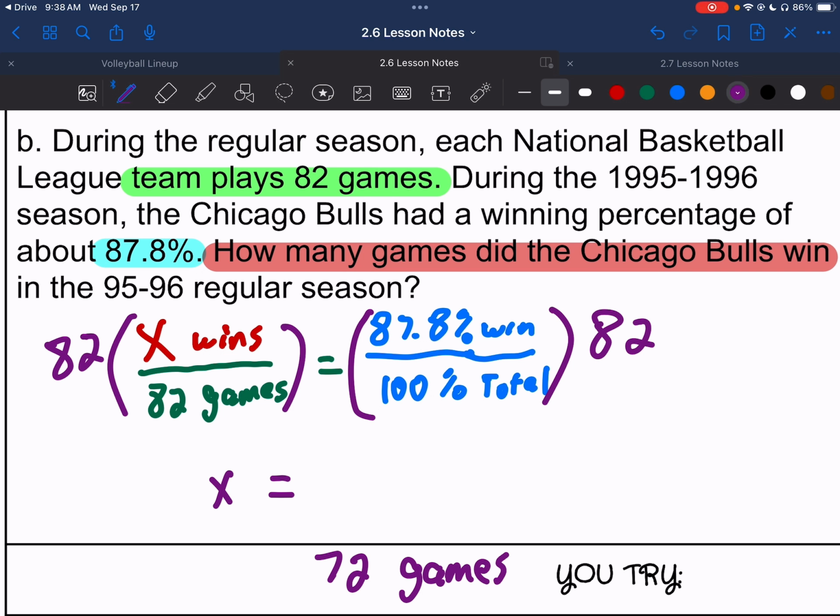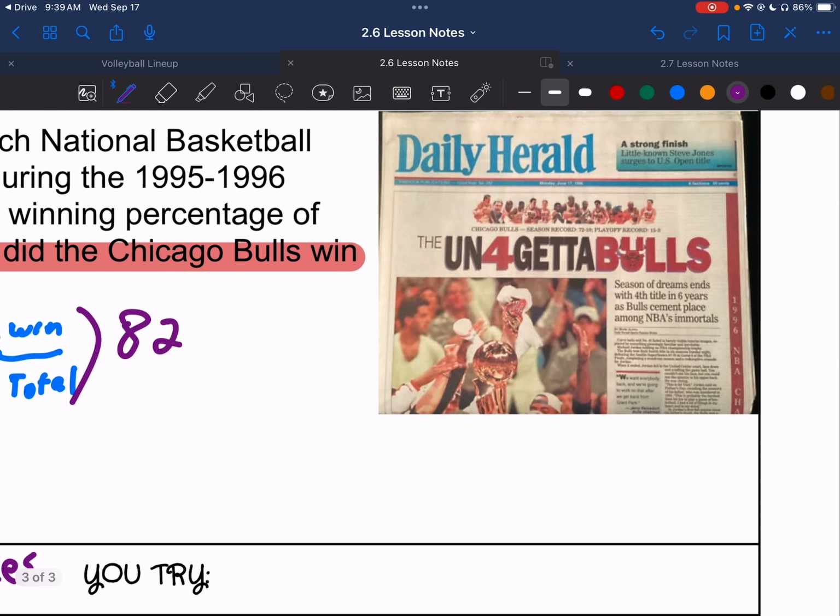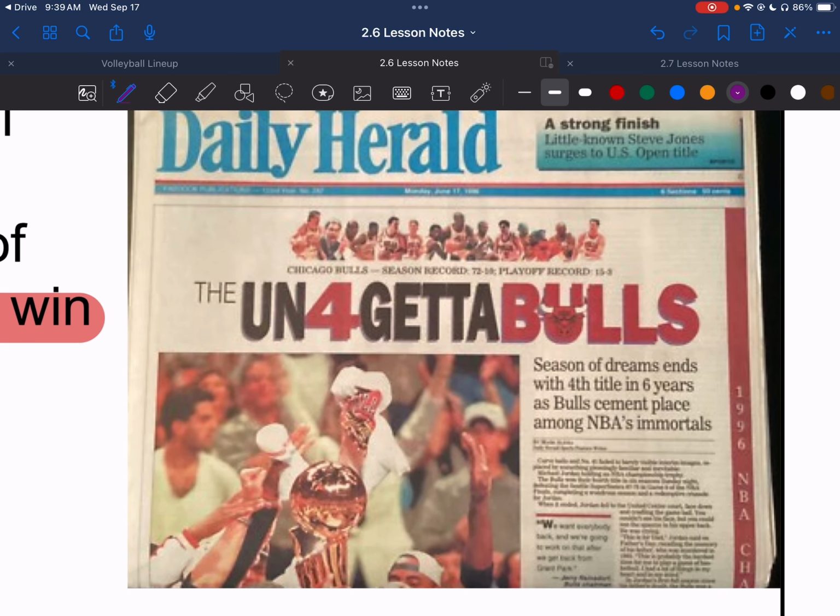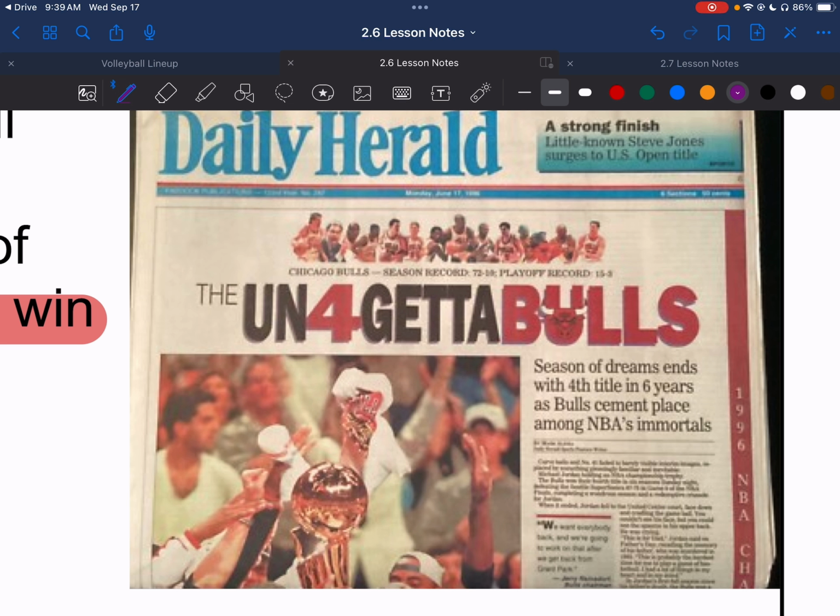The original decimal is 71.996. Now, this 95-96 Bulls, this is the first full season of Michael Jordan returning to the Chicago Bulls after his retirement and his year and a half playing baseball for the Birmingham Barons, a minor league affiliate of the Chicago White Sox. He also played a game for the White Sox, and they came back and they win the championship. And that was the headline of the Daily Herald here in Illinois.